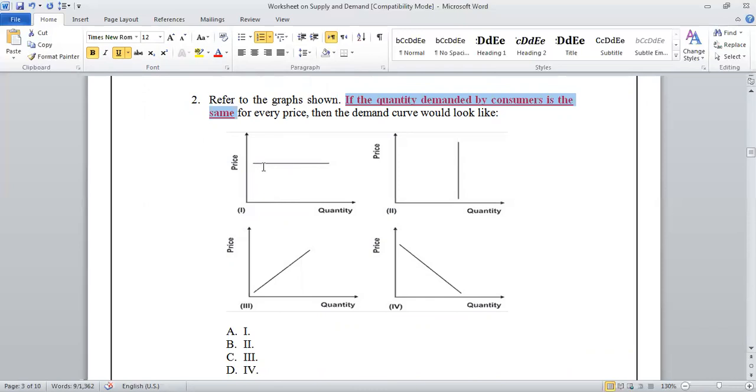Look at number 1. What's not changing here? Price or quantity? Price is not changing. They're asking me if the quantity demanded by consumers is the same. It does not change. So actually this is number 2. You have quantity here. It's fixed. It does not change right here. But the prices are different. So your right answer here is B.